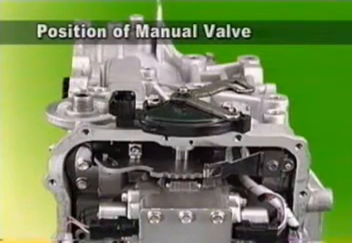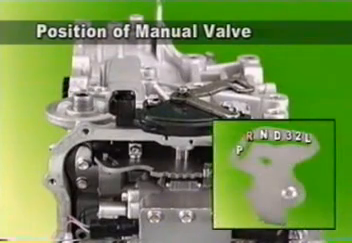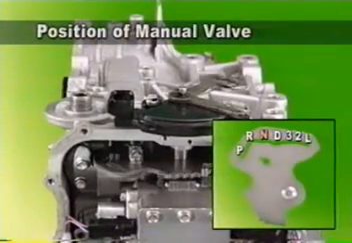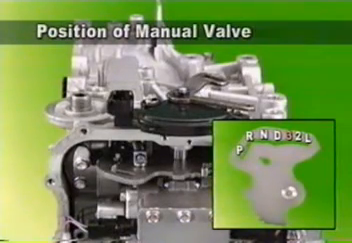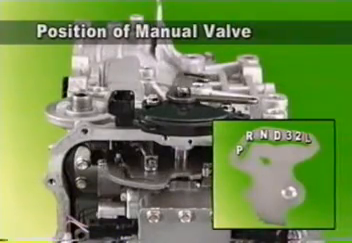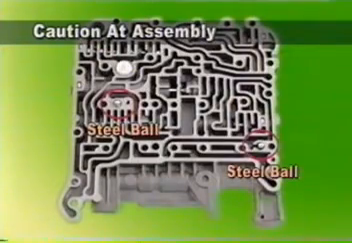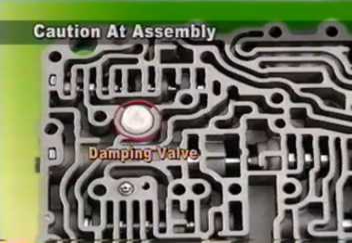Manual valve of Hivec automatic transaxle changes position by the shift lever position. Unlike other models, manual valve positions are simplified to 4 instead of 7, even though it has the 7 shift positions, namely P, R, N, D, 3, 2, L. Be careful about the steel ball and damping valve positions in valve body disassembly. Refer to workshop manual for assembly position.